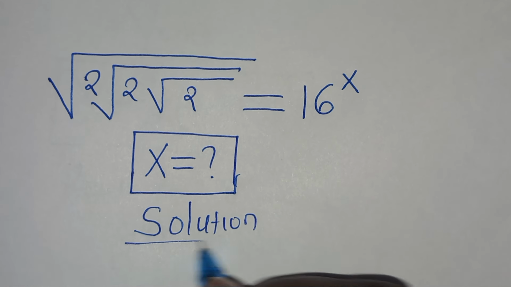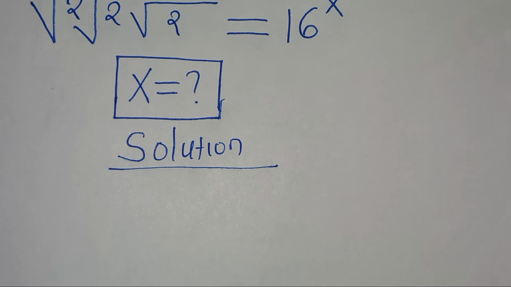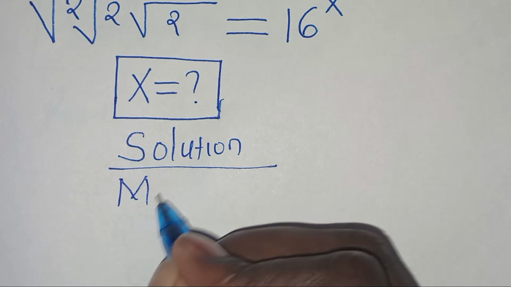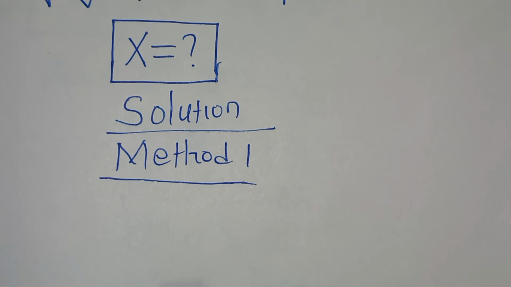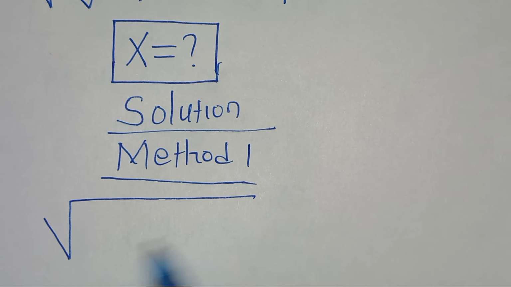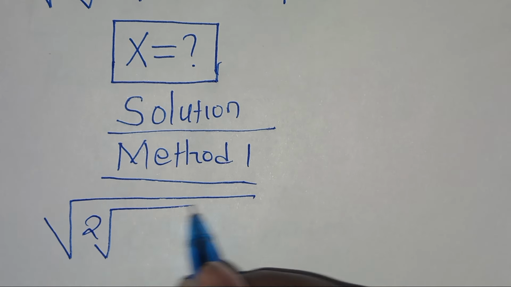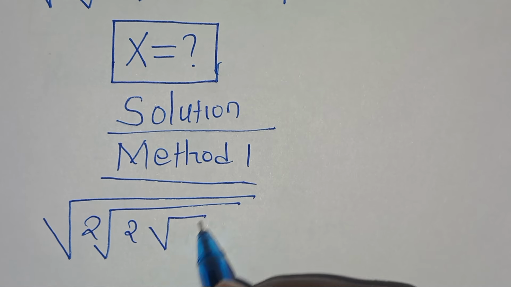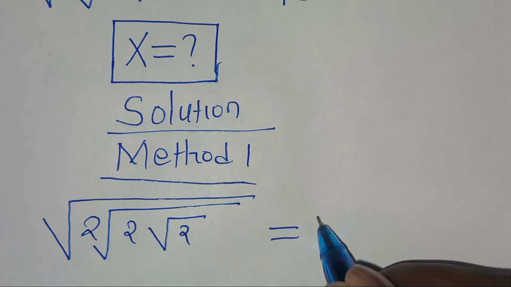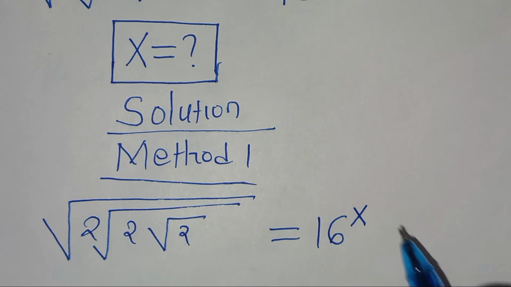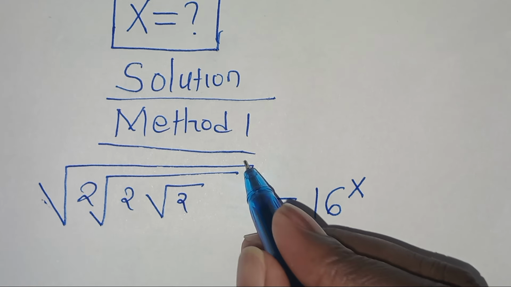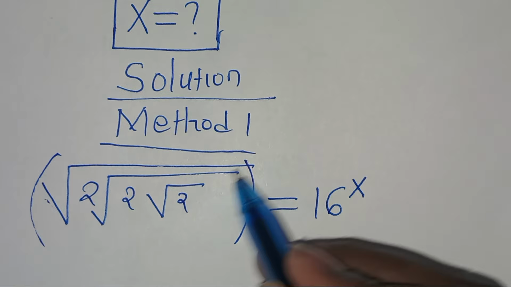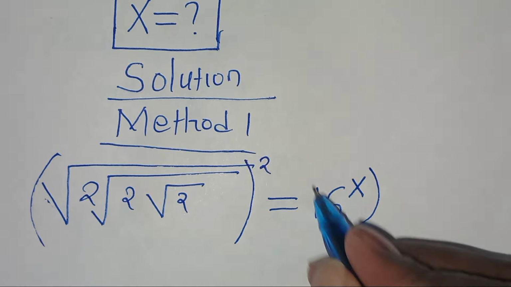Now we're going to solve this by applying two methods here. We have method 1. Let's start with this method 1 here. Now this is the square root of 2 multiplied by square root of 2 multiplied by square root of 2. This is equal to 16 raised to the power of x. The first step is to eliminate the first square root sign, and that implies that we square on both sides.